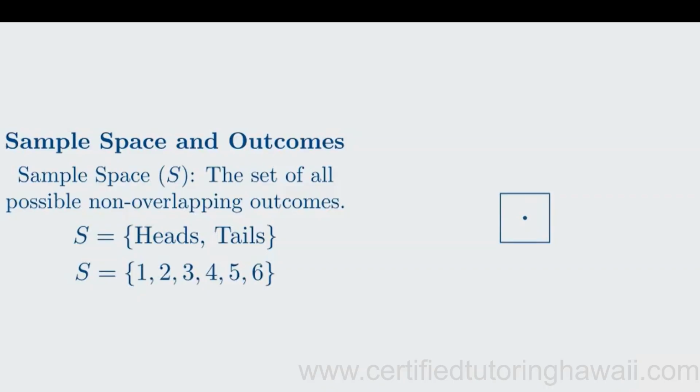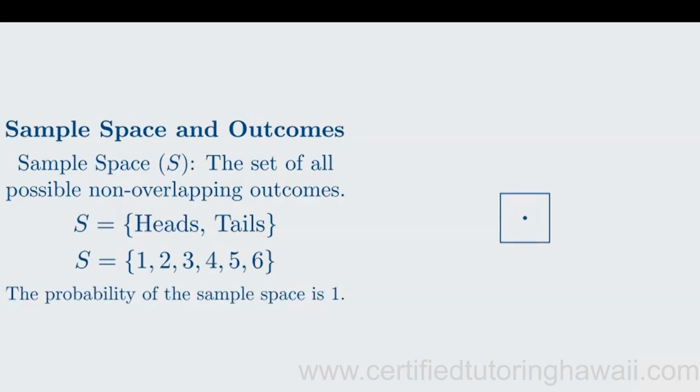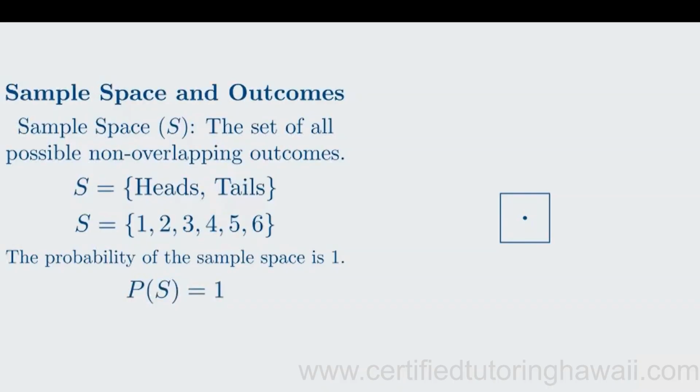One of the most important rules in probability is that the sum of the probabilities of all possible outcomes in the sample space must equal exactly 1. This represents a 100% certainty that something within that space will occur. Now, how do we actually calculate the probability of a specific event occurring?